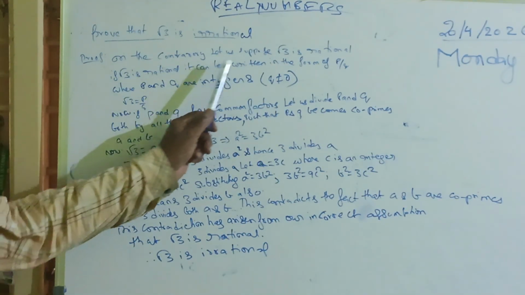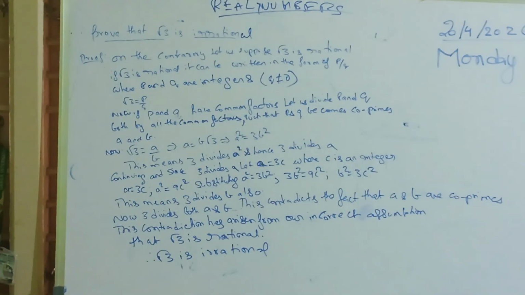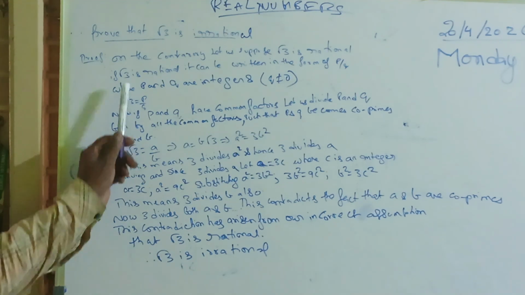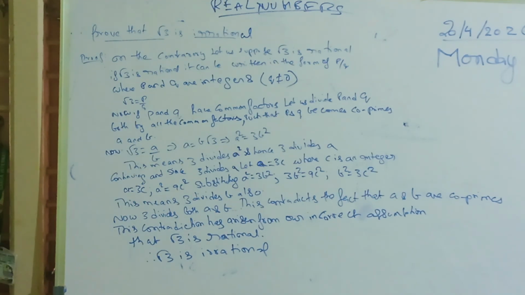On the contrary, let us suppose root 3 is rational. If root 3 is rational, it can be written in the form p by q, where p and q are integers, q not equal to 0. Why q not equal to 0? Division by 0 is not defined.